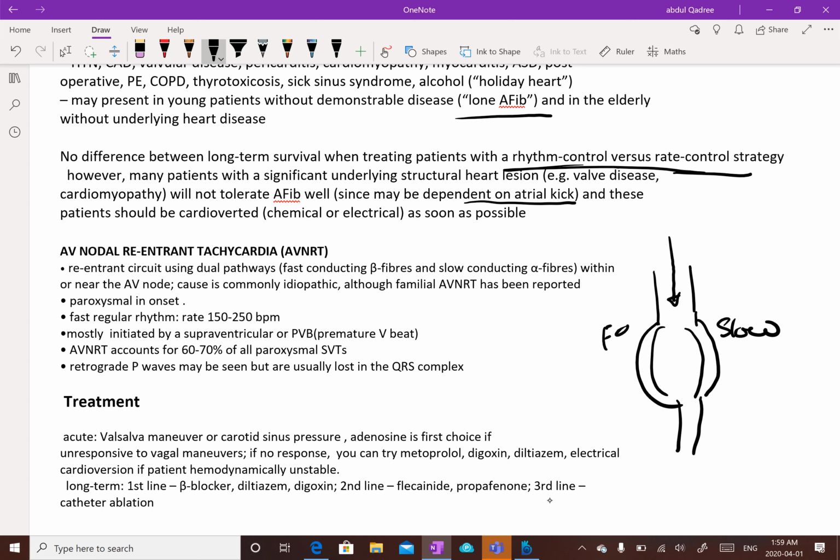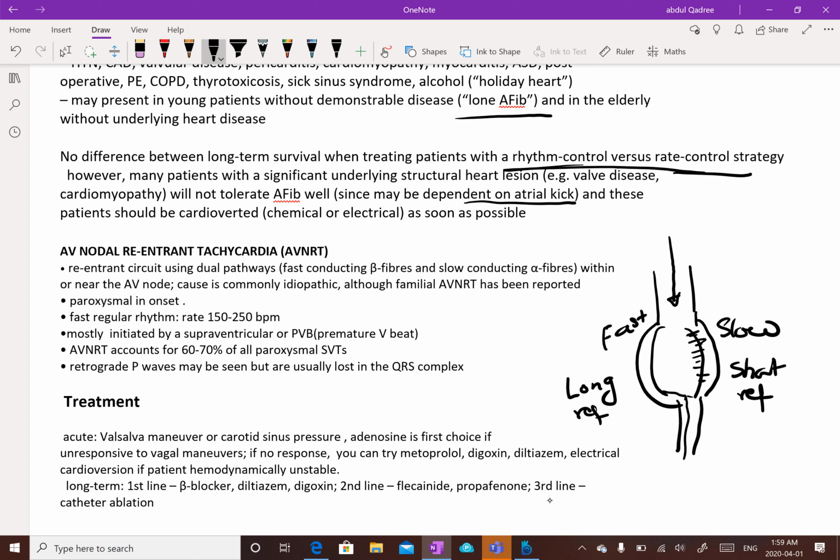The fast pathway has a long refractory period, and the slow pathway has a short refractory period. So what happens is that the slow pathway kind of, if for example the two come here and they're both in refractory, they will cancel each other out, then the signal will go down.